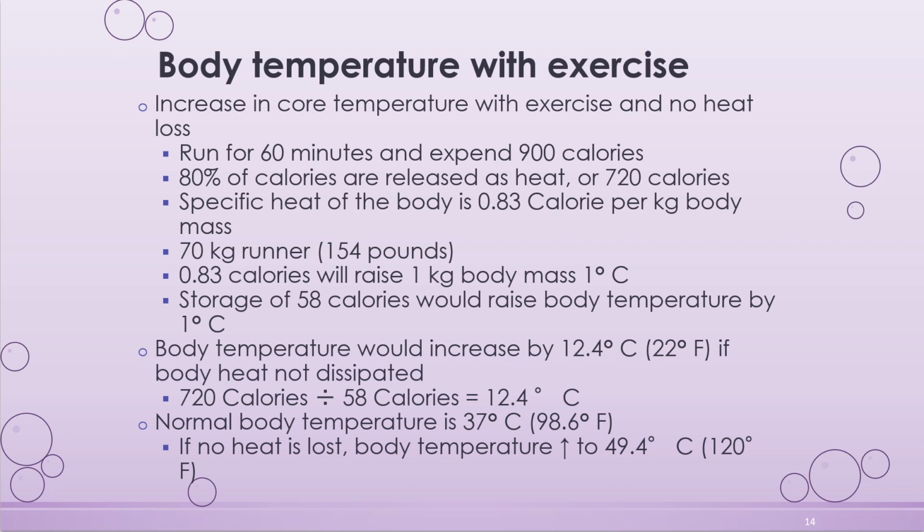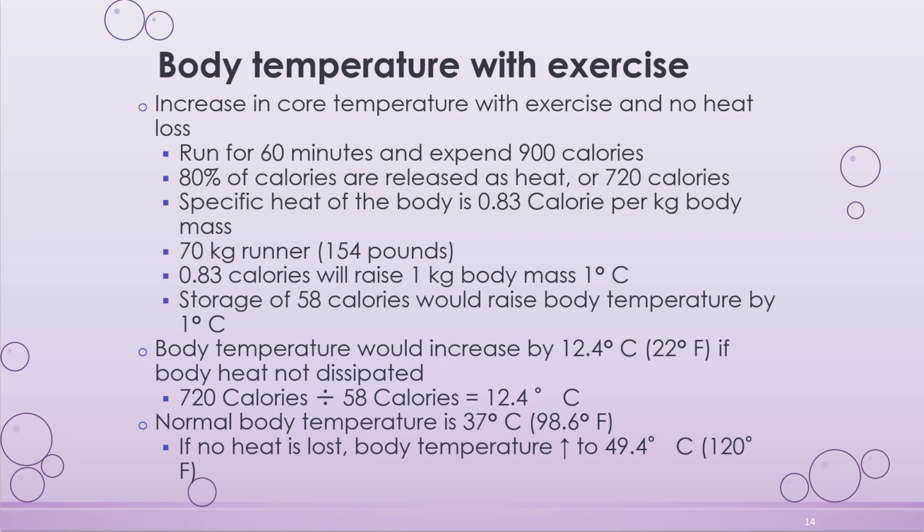As the body temperature rises during exercise, the body's thermoregulatory system, particularly the hypothalamus, responds to prevent overheating. That activates cooling mechanisms to maintain the body's core temperature within a safe range. So, an increase in core temperature with exercise and no heat loss.